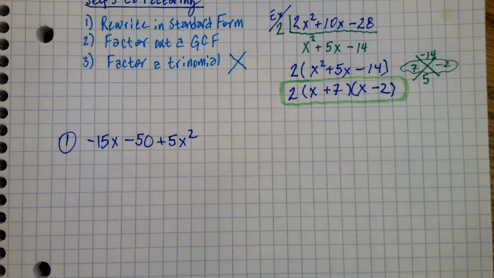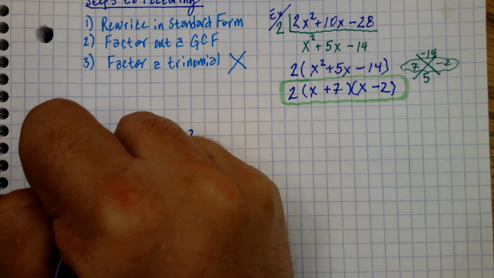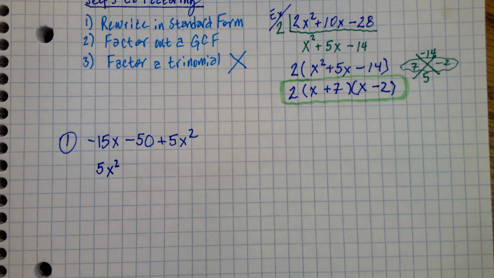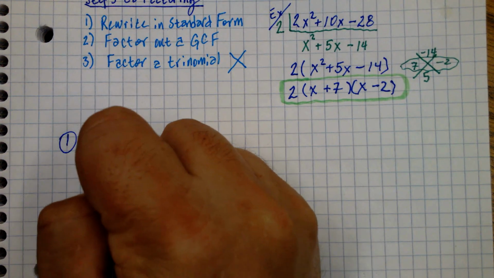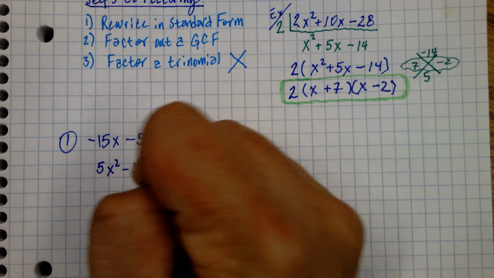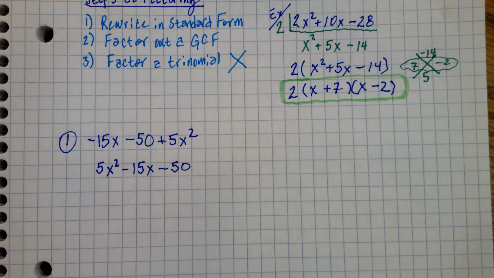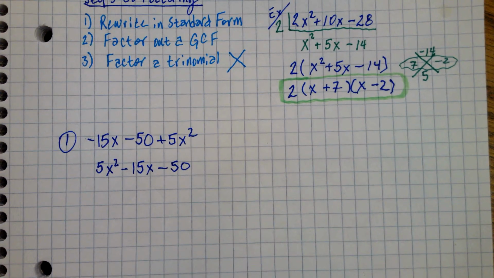So let's see. Let's start with 5x squared has to be first. What comes after 5x squared? So then minus 50 is the last one. Okay, now it's in standard form. If this was a problem on Delta or in a book, I would probably not even copy it this way. I just make sure it's in standard form. Okay, it's in standard form.